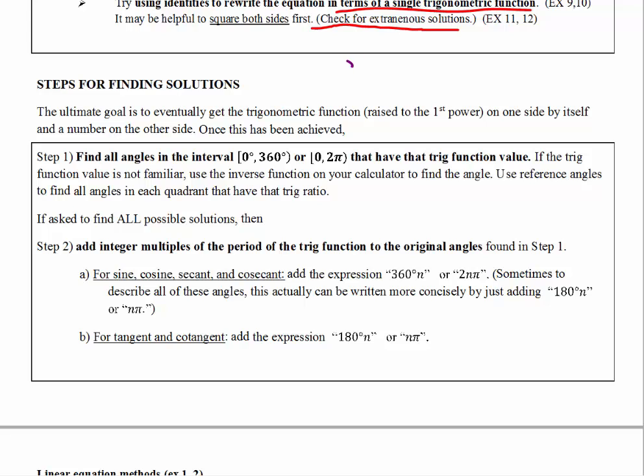Once we have isolated the trig function to be on one side and we get a number on the other, our goal is to determine what angle would actually make the statement true. So when we solve, we're solving for angles. If we're asked to solve within an interval from 0 to 360 degrees, we're given that interval, we will be looking for angles in degrees on our unit circle. If we're asked to find angles from 0 to 2 pi, then we assume that we are working in radians.